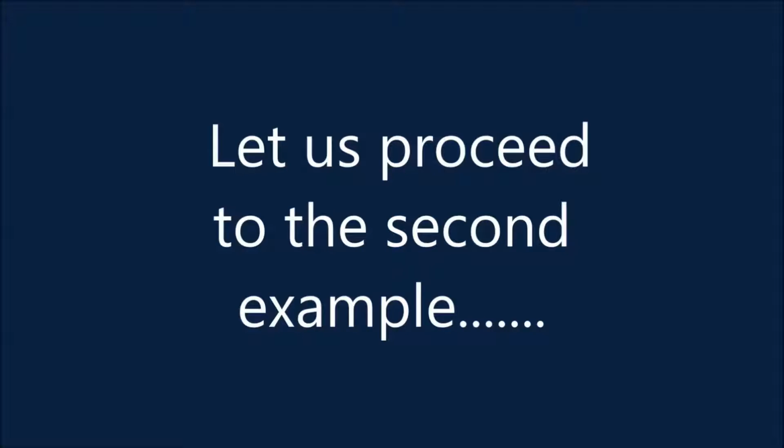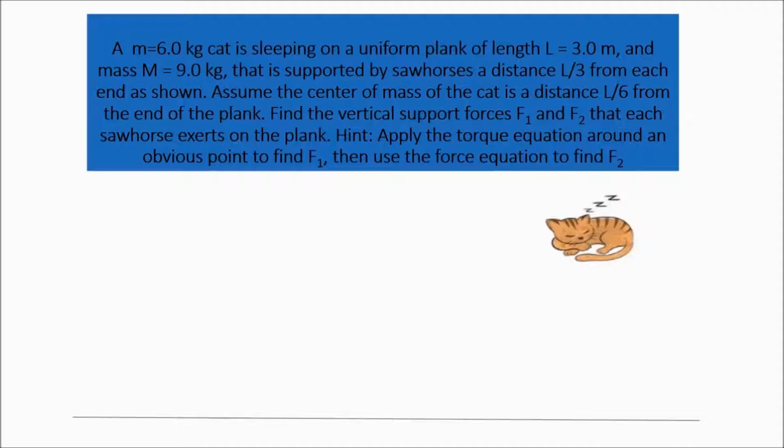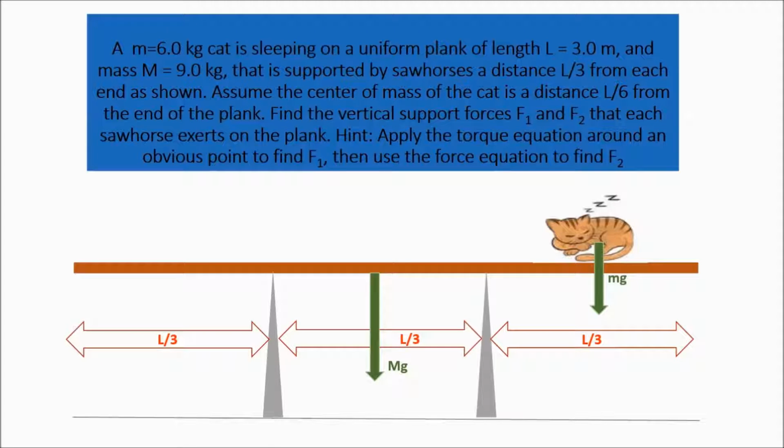Let us proceed to the second example. A 6 kg cat is sleeping on a uniform plank of length 3.0 meters and mass 9 kg, that is supported by sawhorses a distance 1/3 length from each end as shown. Assume the center of mass of the cat is a distance 1/6 length from the end of the plank. Find the vertical support forces F1 and F2 that each sawhorse exerts on the plank. Hint: apply the torque equation around an obvious point to find F1, then use the force equation to find F2.